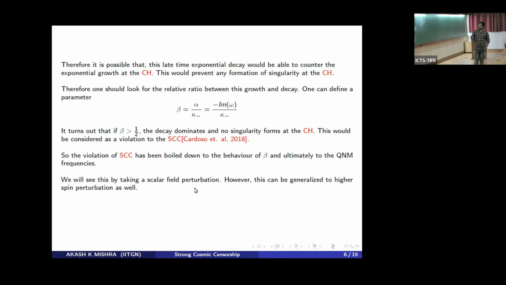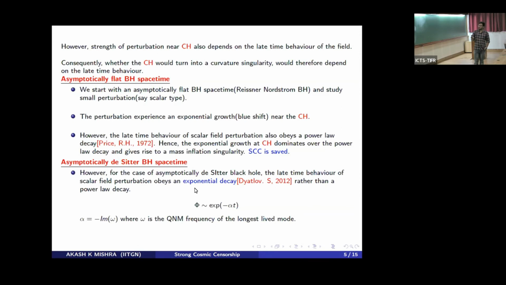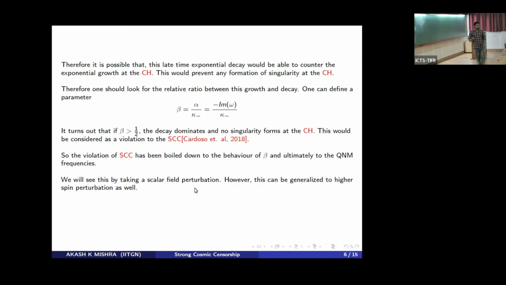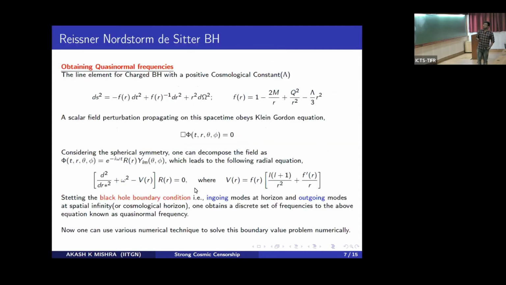As you can see, one of the important ingredients in our analysis is the quasi-normal mode. So we will first have to obtain the quasi-normal modes of the kind of perturbation that we are talking about. Let's start with the scalar perturbation. Just to see what is going on here, we start with a simple case of a Reissner-Nordström black hole and study a scalar perturbation. We will see whether this scalar perturbation can be extended beyond the Cauchy horizon or not, and that statement would be captured by whether beta is greater than half or less than half.